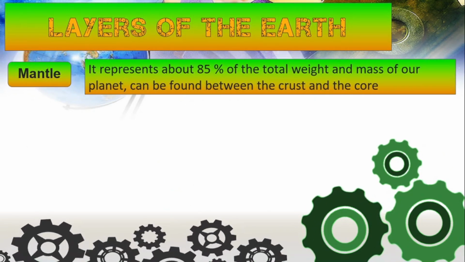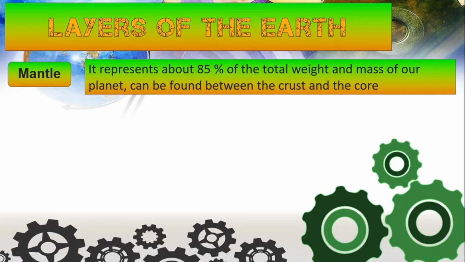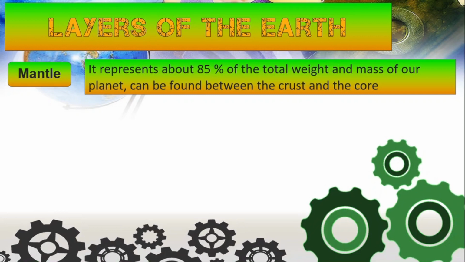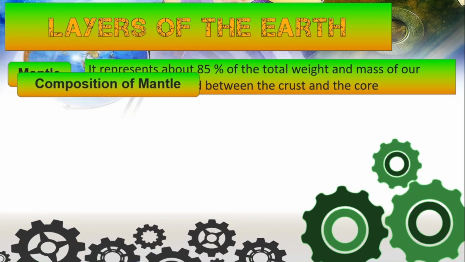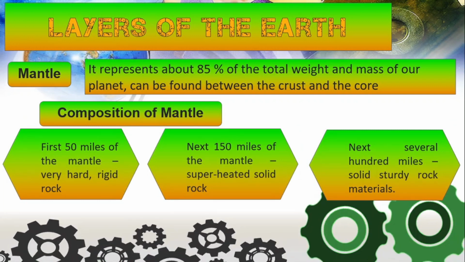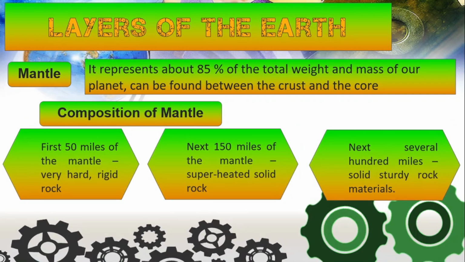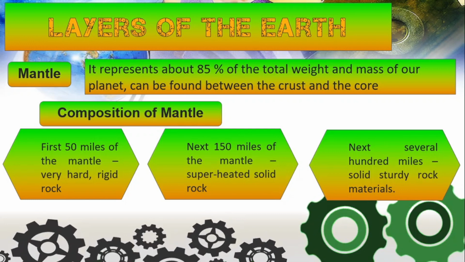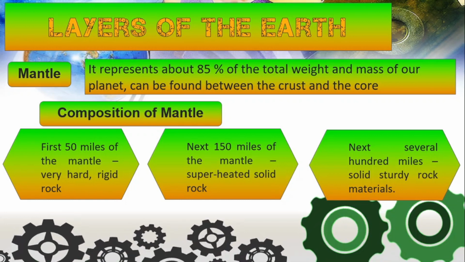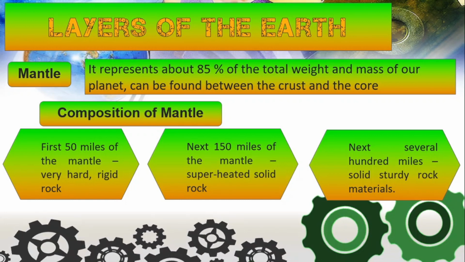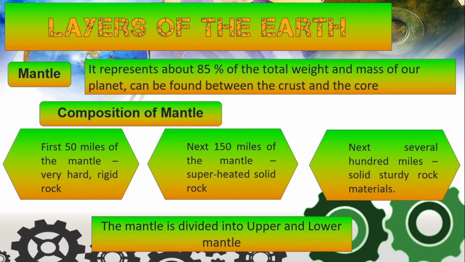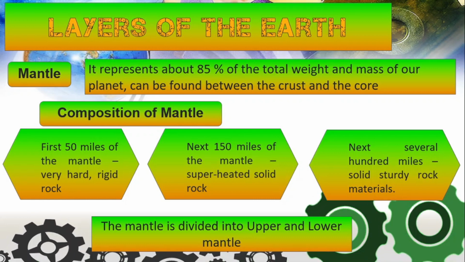The next layer of the Earth is the mantle. It represents about 85% of the total weight and mass of the planet and can be found between the core and the crust. What composes the mantle? The first 50 miles of the mantle is a very hard, rigid rock. The next 150 miles is a superheated solid rock, and the next several hundred miles is a solid, sturdy rock material. The mantle is divided into two, the upper mantle and the lower mantle.